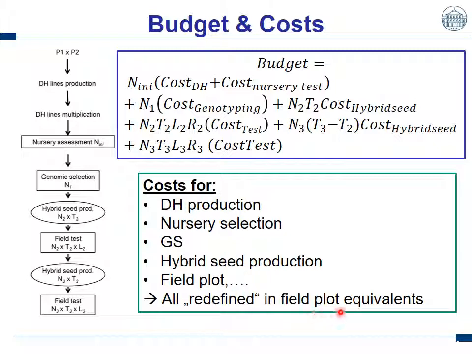And at the end, all is redefined in field plot equivalents. That means when you have a 100,000 euro budget, and you know that a field plot costs you 10 euro, you divide 100,000 by 10, then you have the number of plots you can spend as a total budget. And in parallel, you do the same for DH production. When you know one plot costs 10 euro, and production of the DH line actually costs 40 euro for me in my system, then the cost is 4 times a field plot. Same for genomic selection. This is done because at the end the system runs allocation of resources based on plots, and therefore it can easily be transformed.